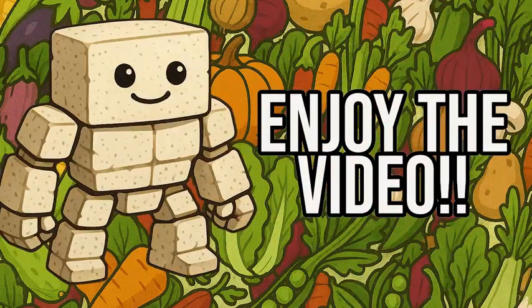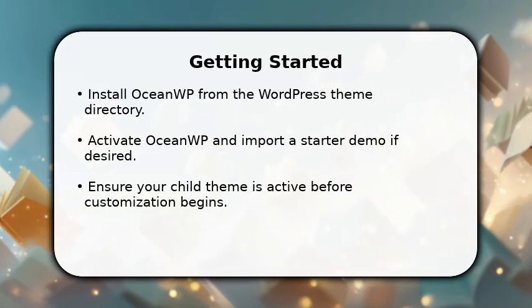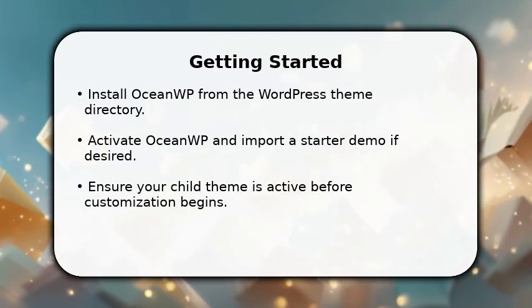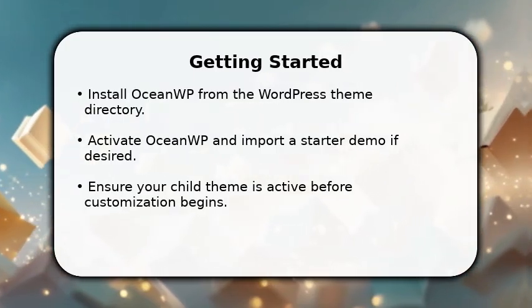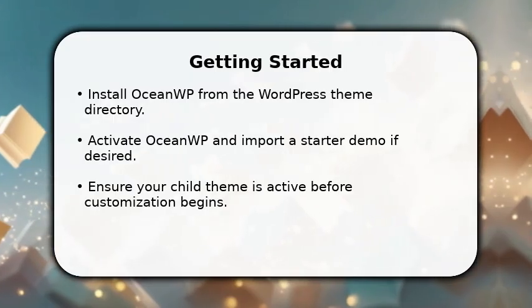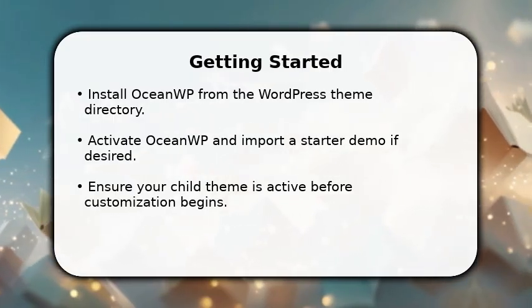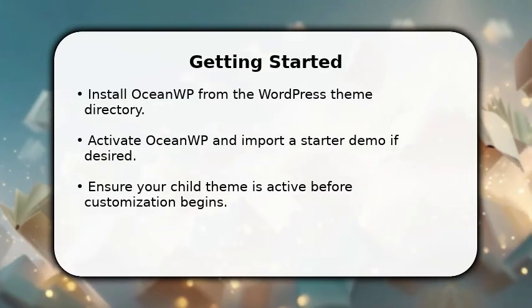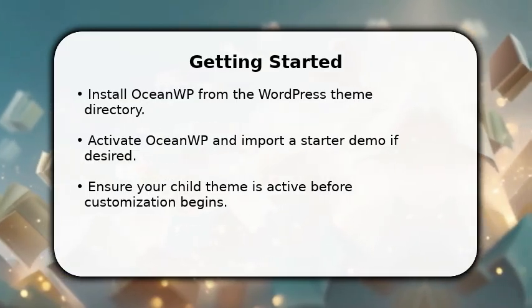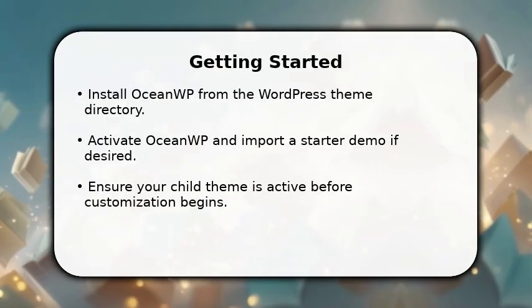Please enjoy the video. In this video, I will show how to edit the OceanWP theme. Open your WordPress dashboard and go to Appearance, then Themes, and activate OceanWP or your child theme. Next, install the recommended plugins and import a demo if you want a quick starting point.